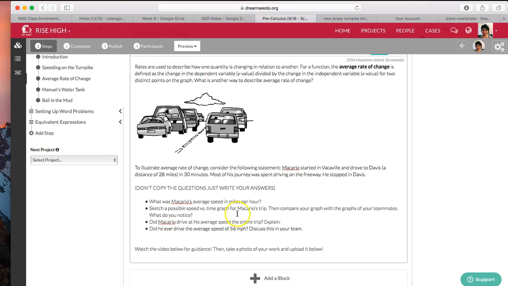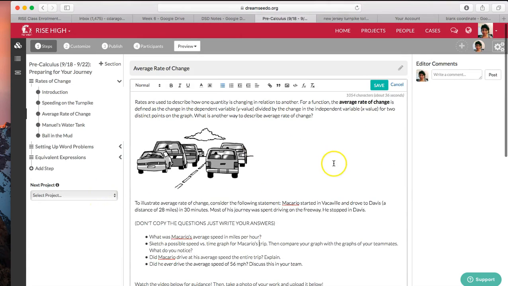And then when you're finished with all your work, take a photo of your notebook and upload it here on Dream See Do.